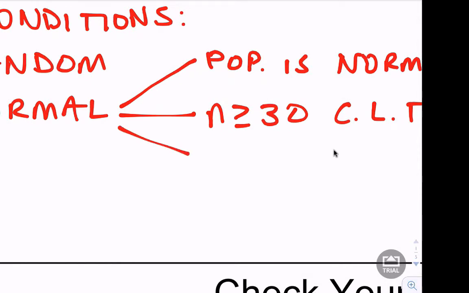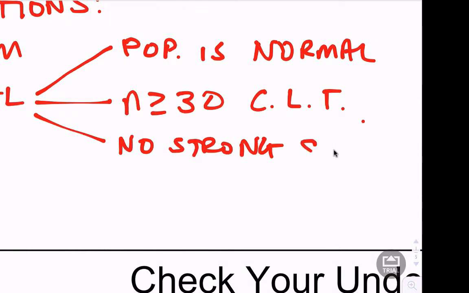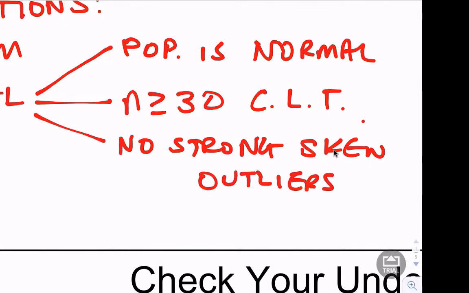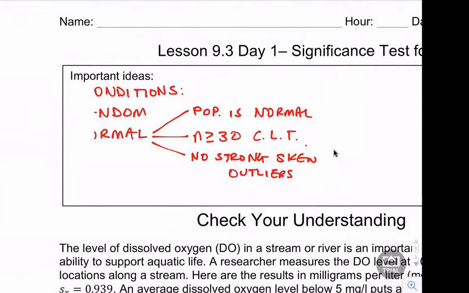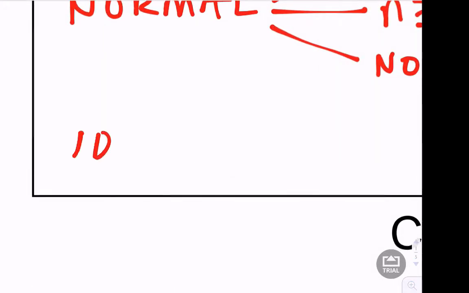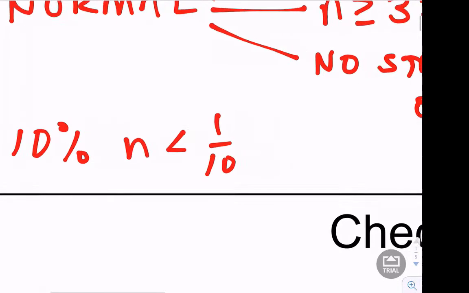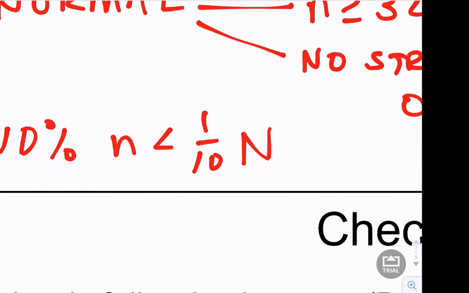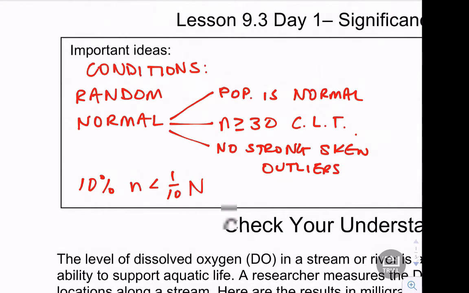Or if neither of those conditions are met, we can look at it and say, all right, what does my graph tell me? And if the graph has no strong skew or outliers, we can say that it is normal and that condition will be met. The last thing that we're going to be looking at is, is that 10% condition met? So our 10% condition says, is our number less than a tenth of our total population value? So those are the three conditions that need to be met before we can actually run these tests.